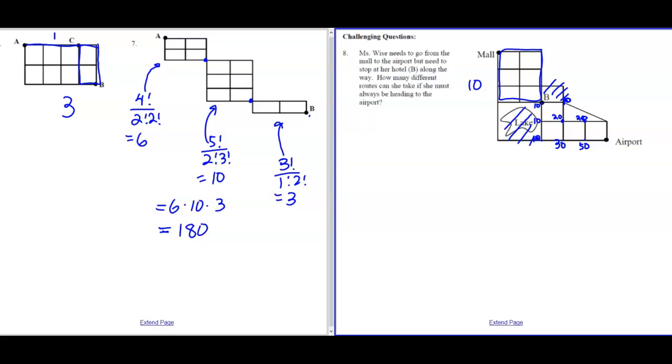Now, this corner here, I can get there from the left, 20 ways, or from this diagonal. Because from this corner to this, you're still getting closer to the airport. So there's 10 from there, 20 from there, is 30 in total at that point. Okay, and then this corner, either from the left or above, that's 80. So now, that's your final answer.